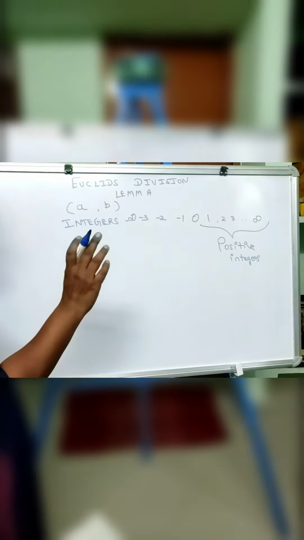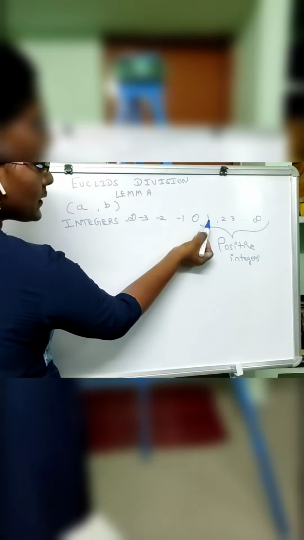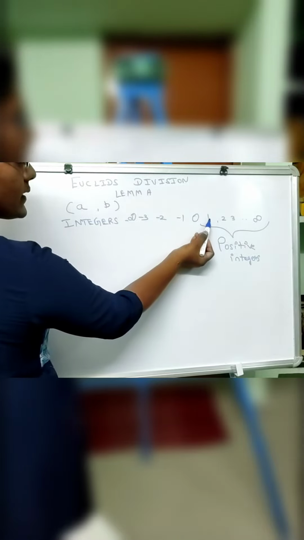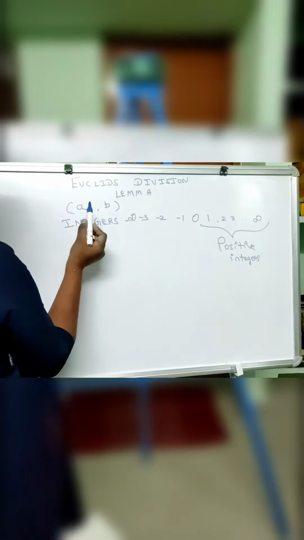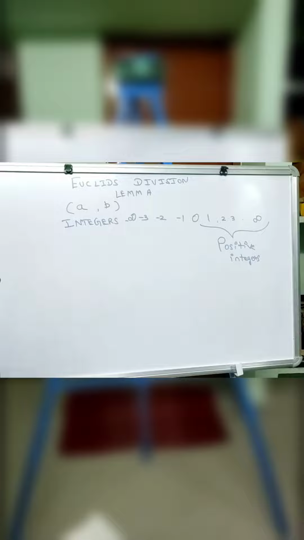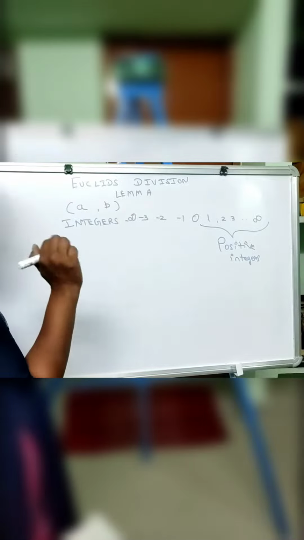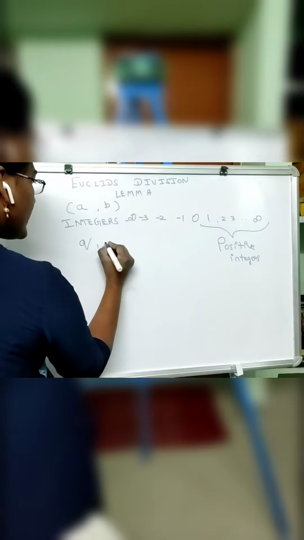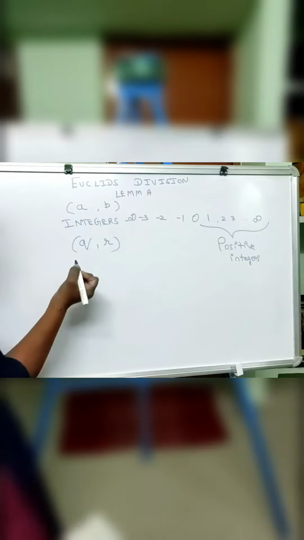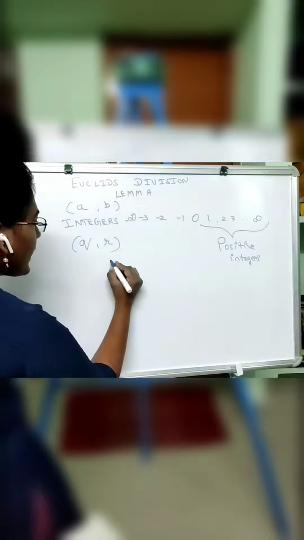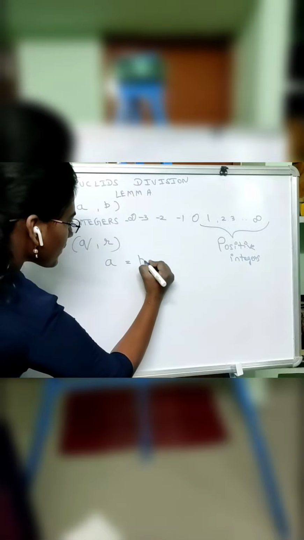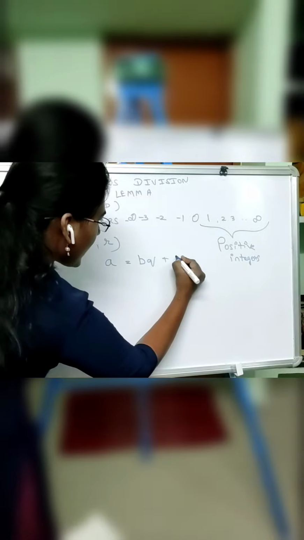So for any given positive integers starting from 1 and going till infinity, any two numbers a and b, there exist two unique integers q and r which satisfy the condition a equals bq plus r.